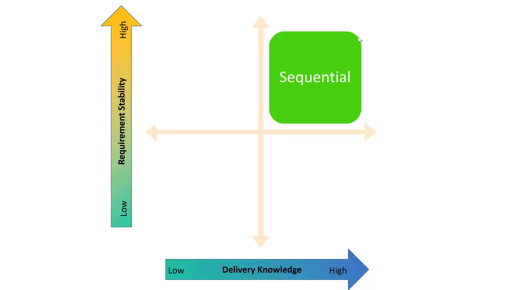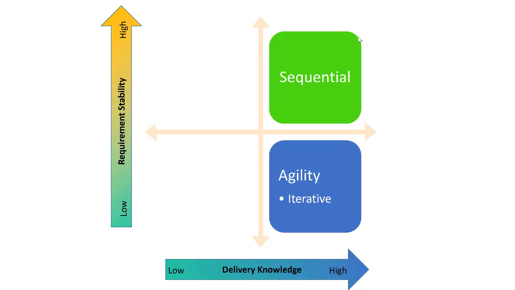If, on the other hand, you have low requirement stability, you don't know what's going to happen, but you know what you're delivering and how to deliver it, right? If your customer is going to be changing, then you may want to deliver iteratively, right? So I'm going to do a little bit, get your feedback, and then iterate on that.